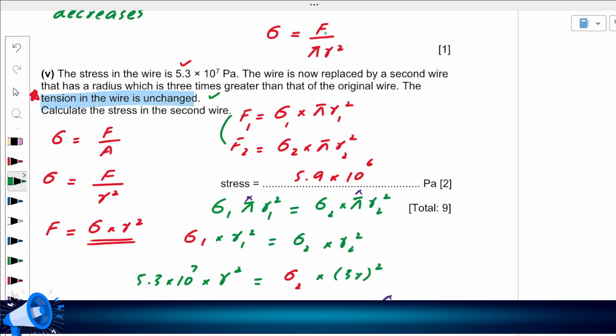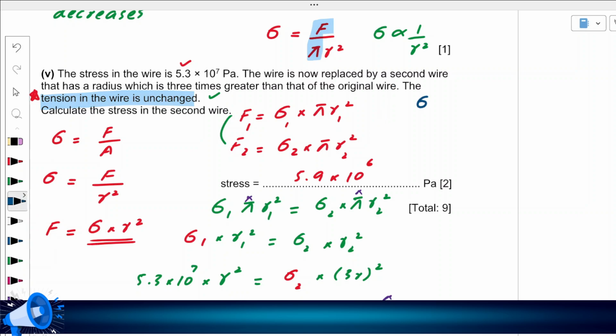Then, since force and pi are constant, the relation between the remaining quantities is pretty simple. Stress is inversely proportional to the square of the radius. Okay, this is what we know now. Stress is inversely proportional to the square of the radius. How do we know that mathematically? Now what you can do is use the ratio method.